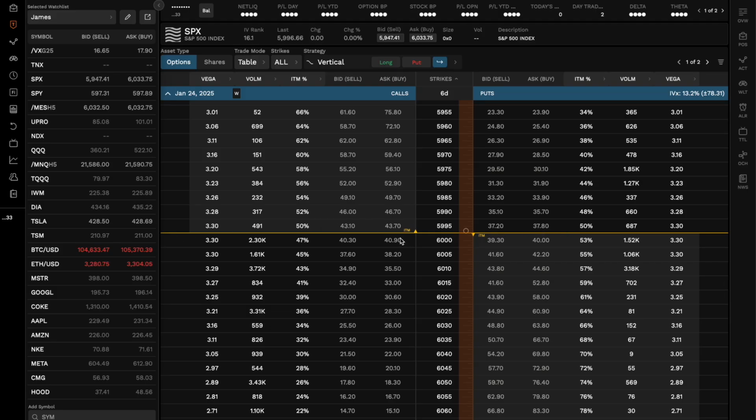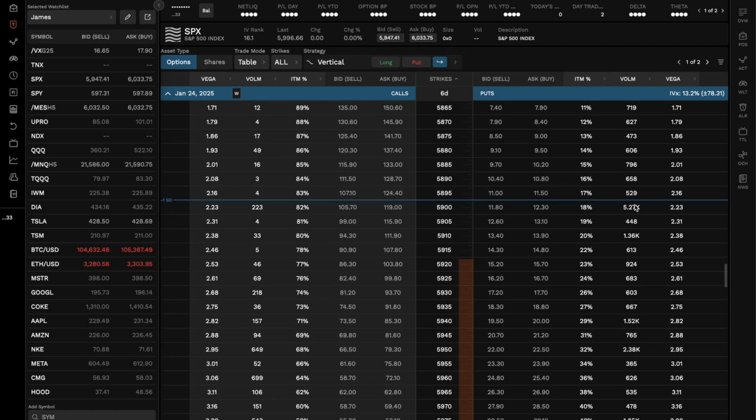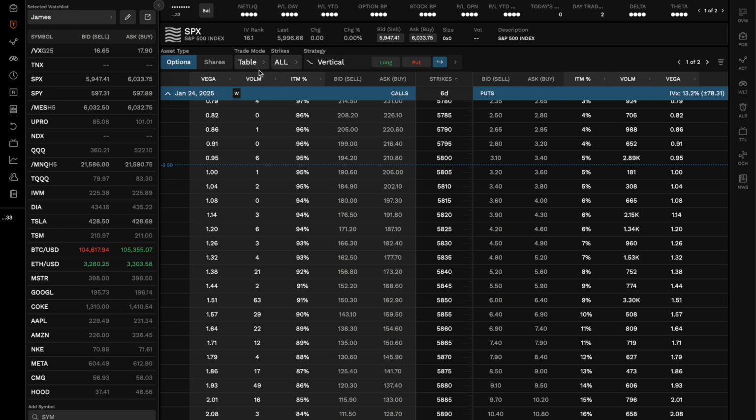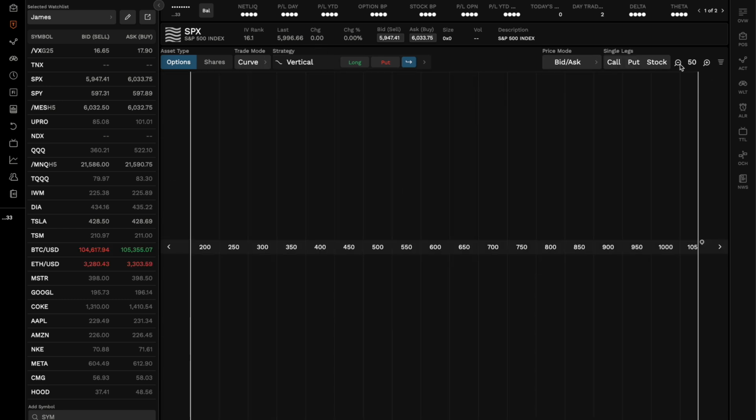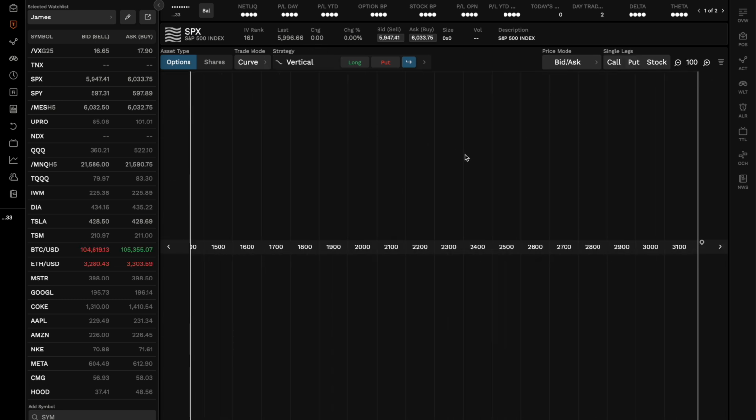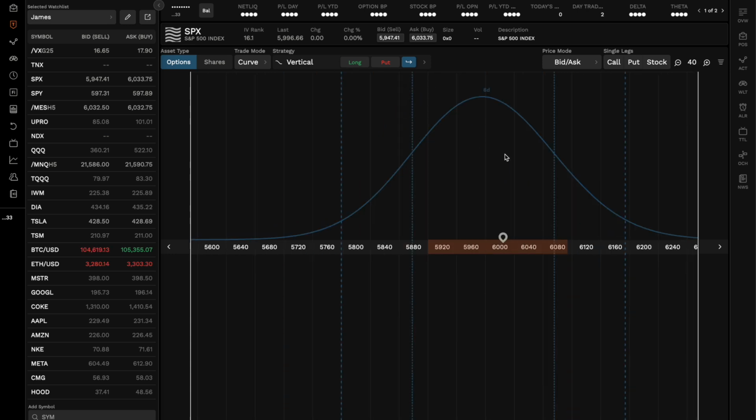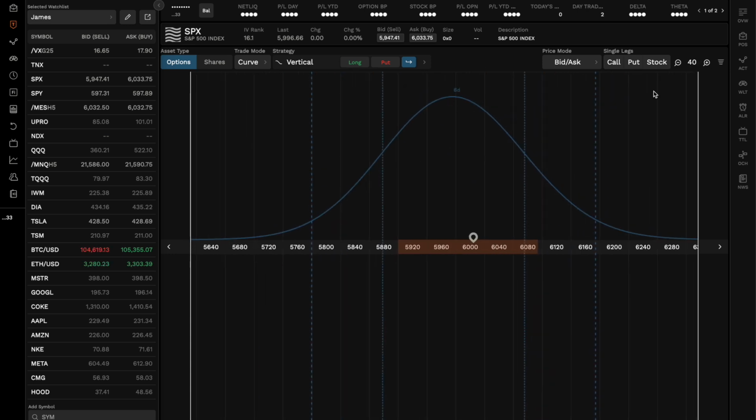This yellow line is the current stock price. And these blue lines, you see it says on the left here, 1 SD, 2 SD. That's specifically referring to standard deviations for distribution. So here's the distribution for the 6-day contracts.